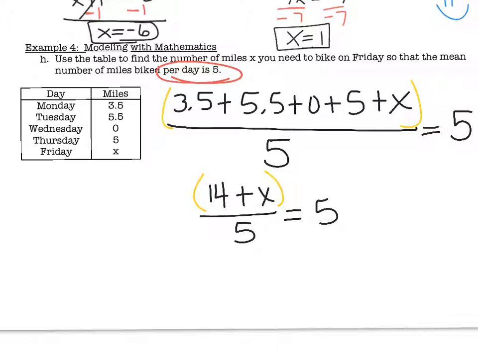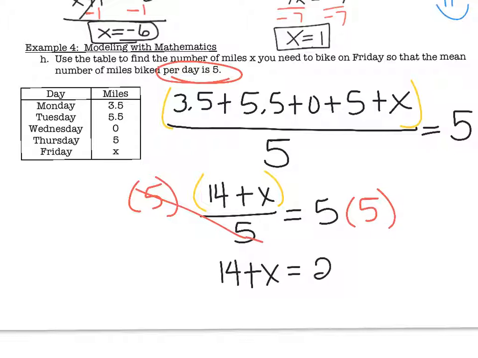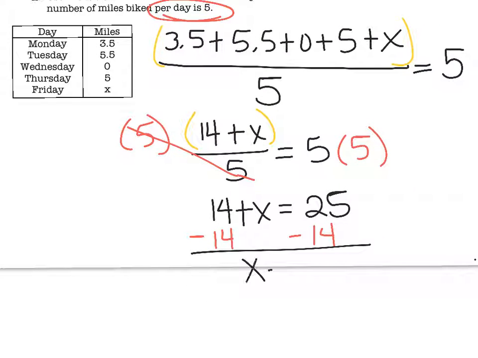We need to get x alone. So what's happening is x is being added to 14. That's going to stick together until the last step, and then divided by 5. So the inverse operation of division would be multiplication. So I'm going to multiply both sides by 5 so I can cancel it out on the left side. So now I have 14 plus x is equal to 25. And finally, since 14 plus x is the last thing, we're going to subtract 14 from both sides, and x is going to equal 11. So your final answer is 11 miles.